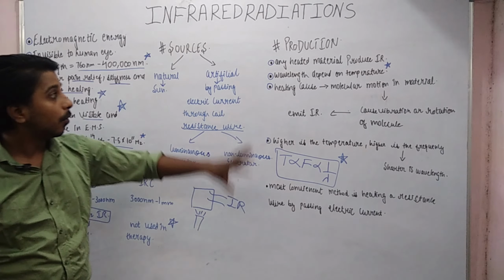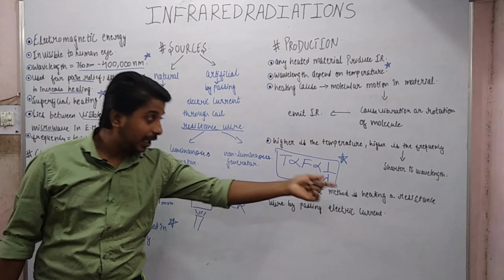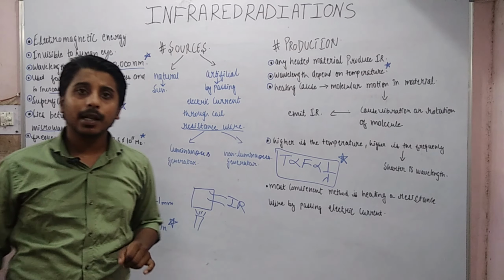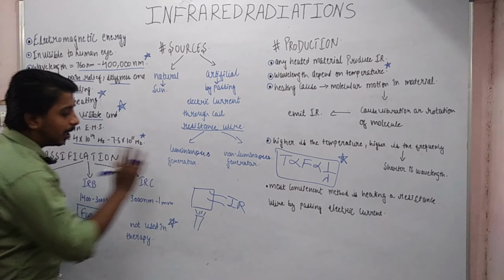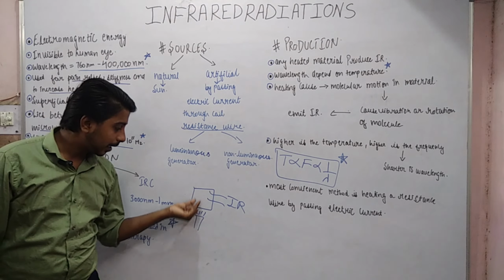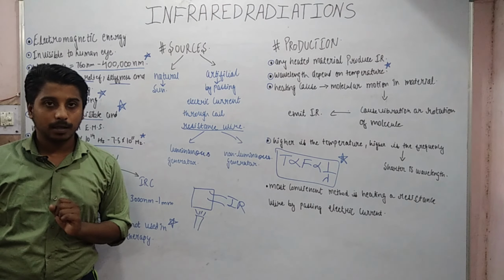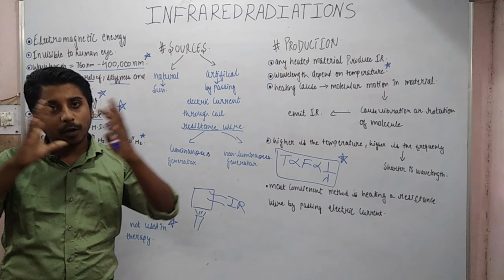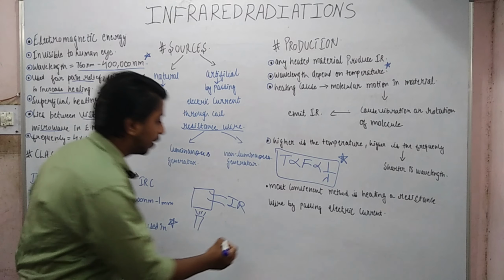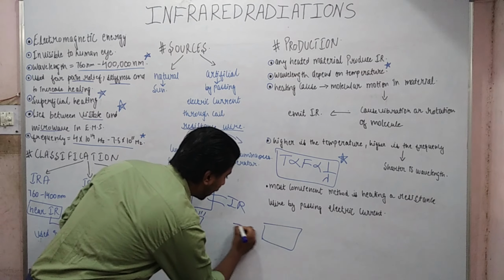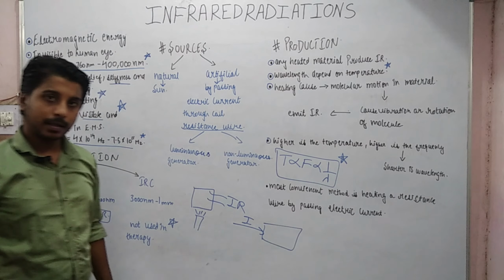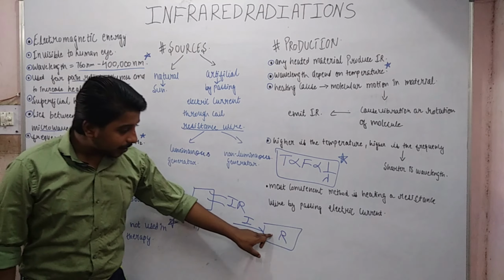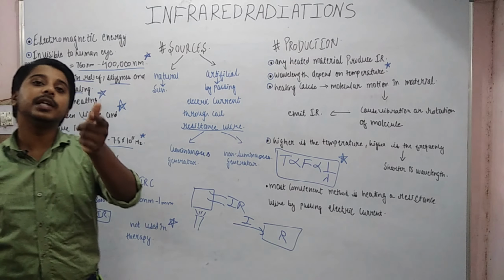Okay, after this you can say that the most convenient method is heating a resistance wire by passing electric current. This was just a general diagram in which I showed that the material is being heated. But in IR we use a resistance coil, and from the resistance coil we pass current. For example, this is a resistance coil and I am passing current I from it. This is resistance R, and whenever the current is passing through this resistance R, there will be heating.